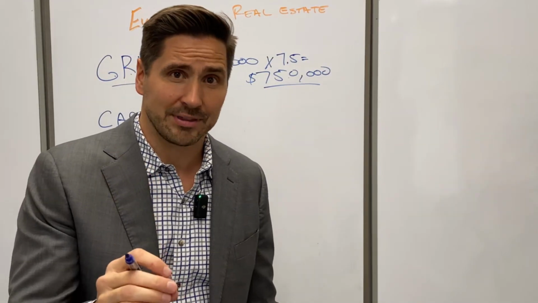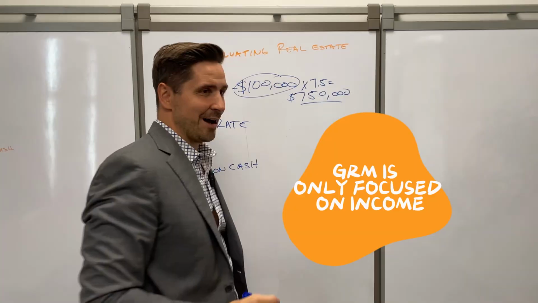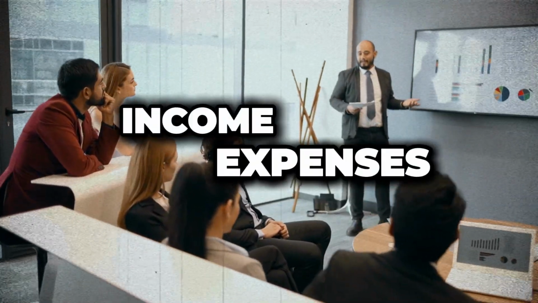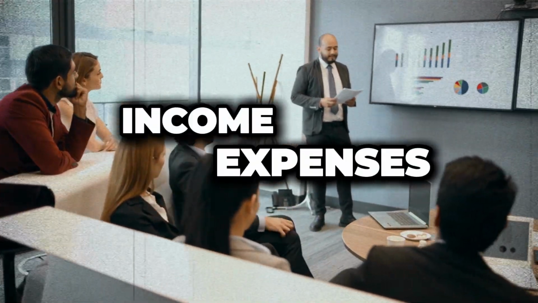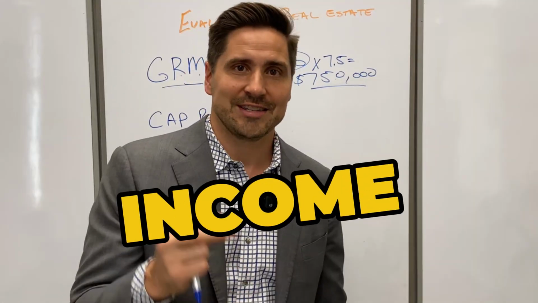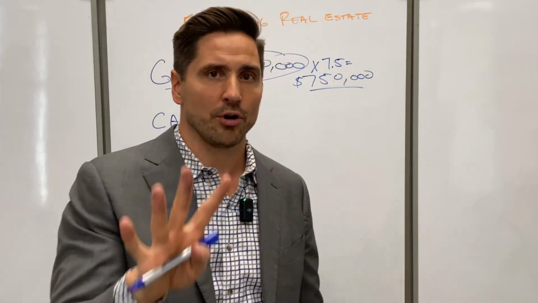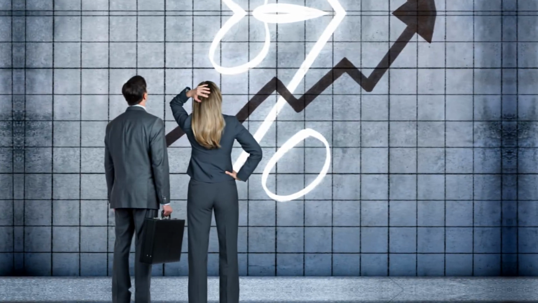The problem with this is that the GRM is only focused on income. And in any business, you have income and expenses, right? And so it doesn't take into account the expenses of the property, just the income. So it has a fault in it that it only shows part of the picture. That's where cap rate comes in.